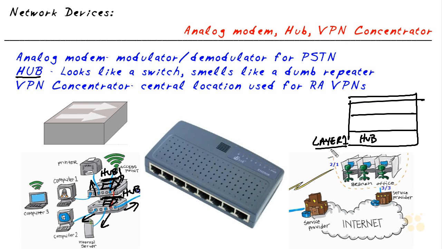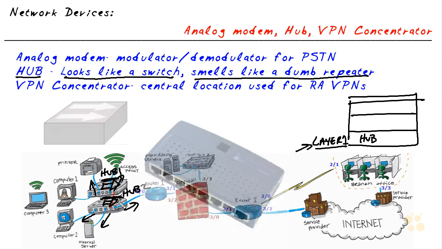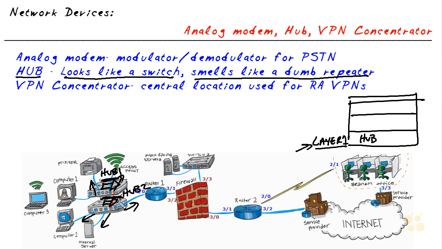So a hub is a layer 1 device. It kind of physically looks like a switch because it has ports like a switch, but it acts and smells like a dumb repeater. That's because at layer 1, it's just repeating whatever it hears coming on one port. It repeats those signals on every other port. So for those reasons, we rarely, if ever, use hubs in our production networks. Instead, we use a layer 2 device called a switch that's more intelligent.